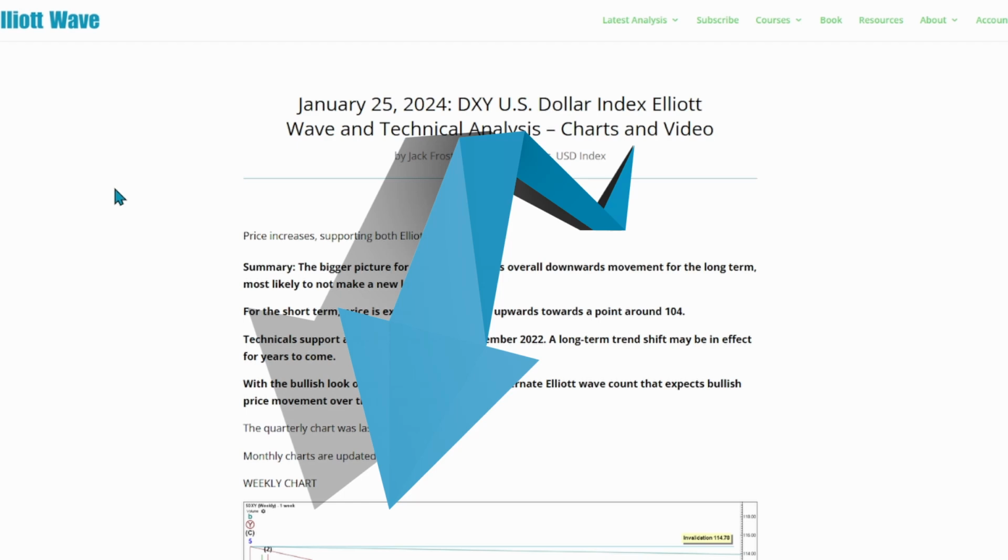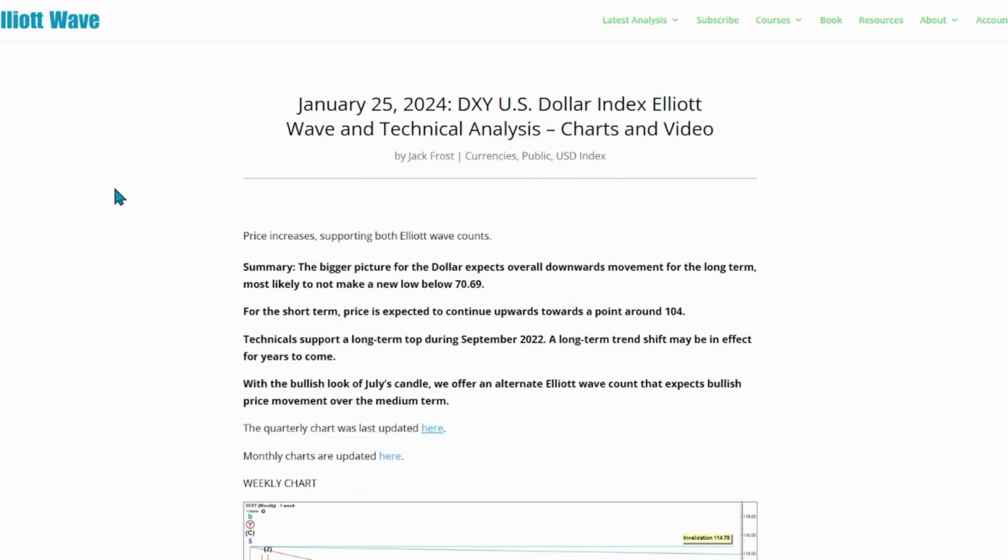Overall, for the dollar index, price has increased, supporting both Elliott Wave counts for the short term. Overall, downwards movement is expected to continue for the mid and long term. Elliott Wave first, technical analysis last.